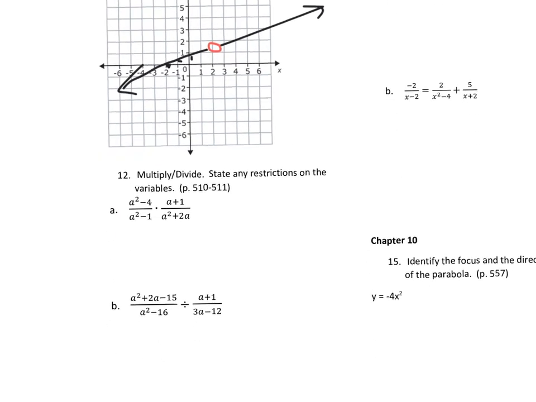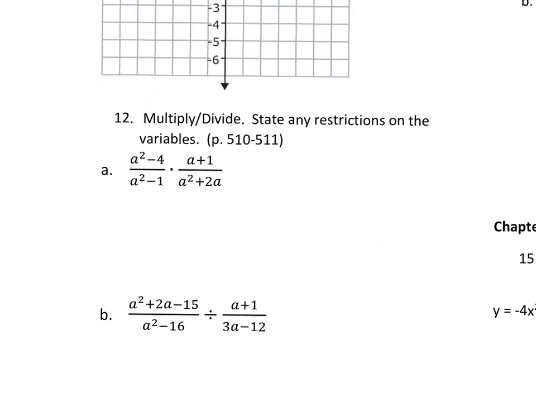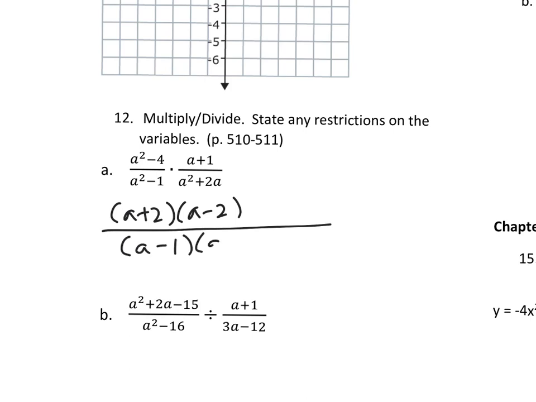And then number 12, multiply and divide, state any restriction. So I'm going to go through and factor out the top, and then factor out the denominator. And then this is already factored. And then this denominator, I can factor out an a.